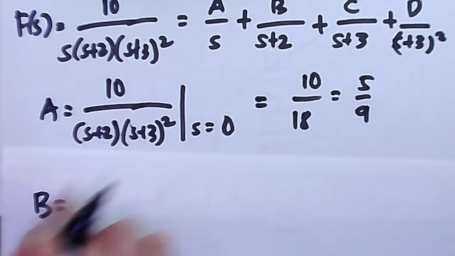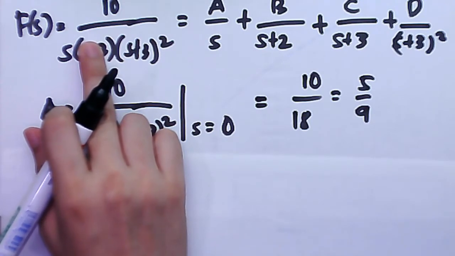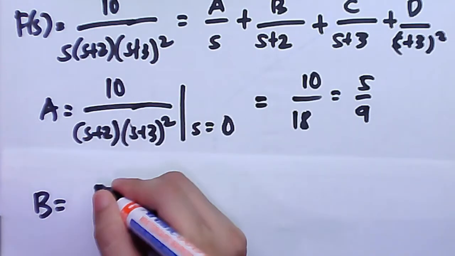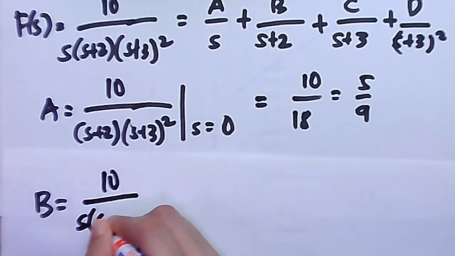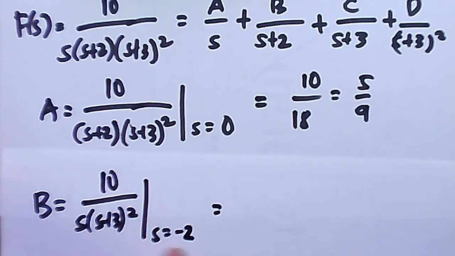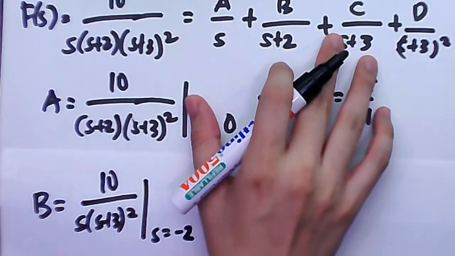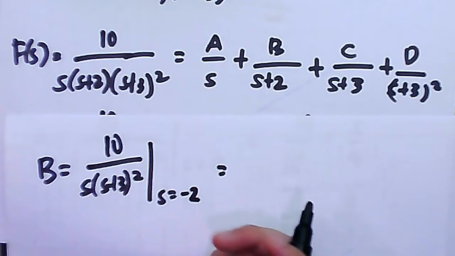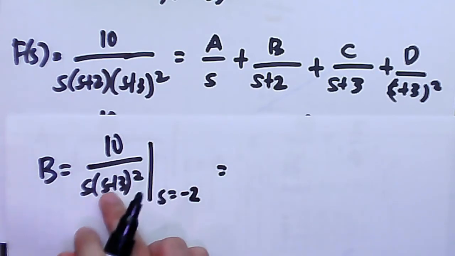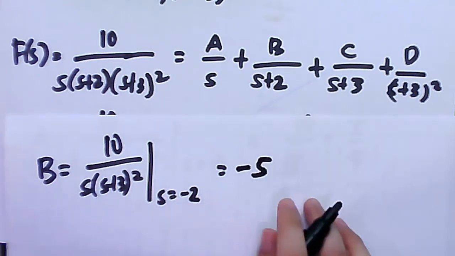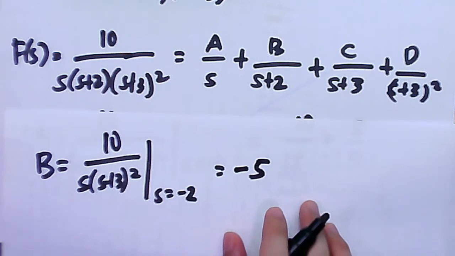So, isosolve natin si B by covering this one, and then replacing s with the value of the pole of this. So, we will have 10 over s times s plus 3 squared when s is negative 2. Yung s equals negative 2, ito yung pole nito. Basically, this is 1 squared times negative 2. So, this is negative 5. Tama ba? That's your B.